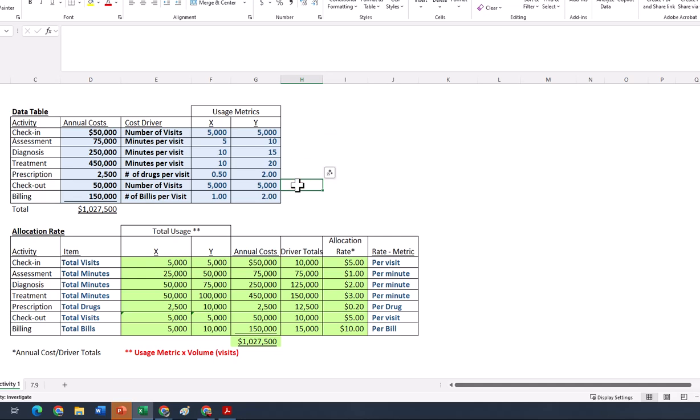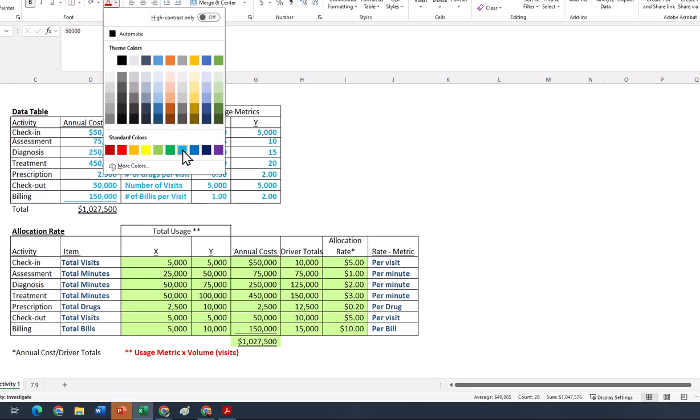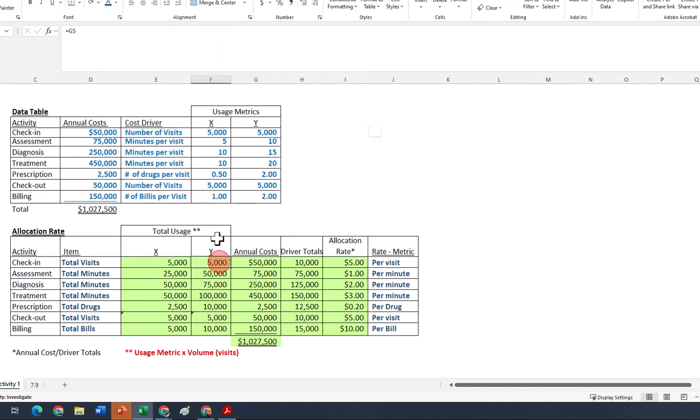So how do we then do the allocation? So the total usage, we're going to do the usage, and again we're linking. So we've said 5,000 visits. We're doing it by visits. We've linked to 5,000, right? And let's just do this because that'll make it easier to see the linkage. Okay.